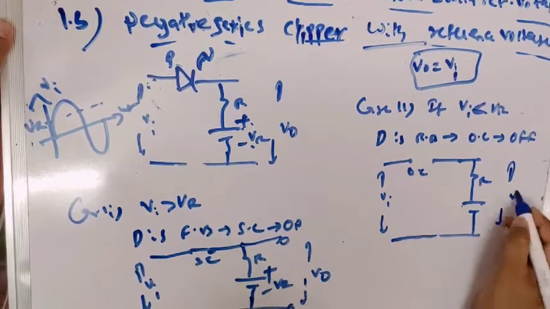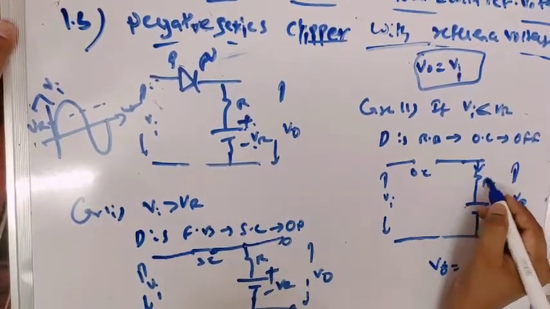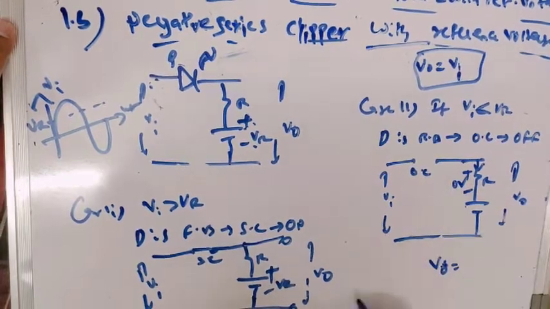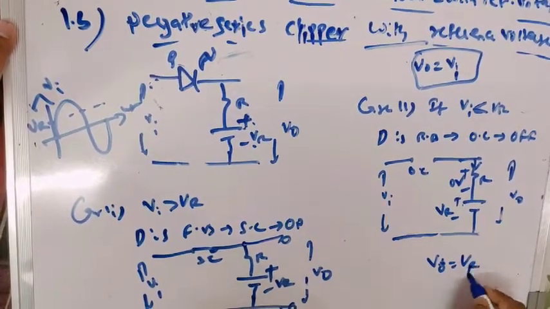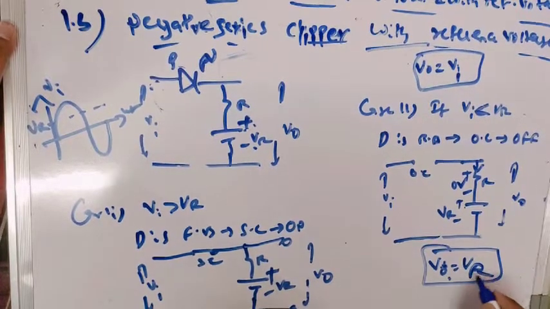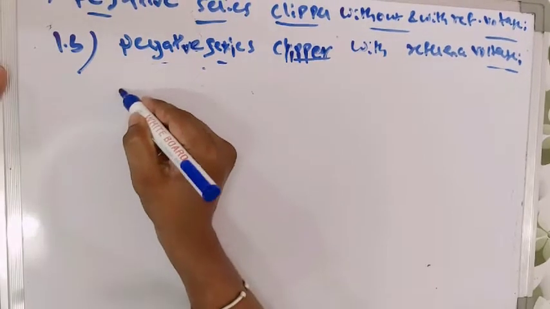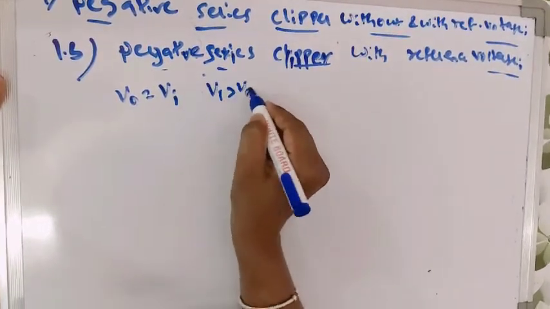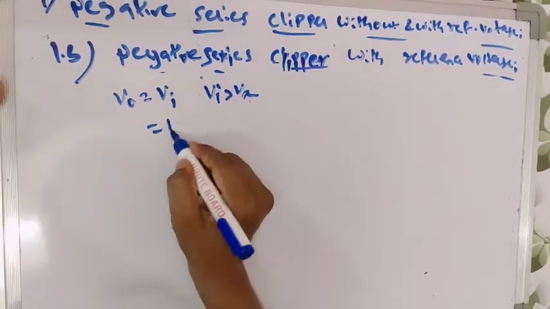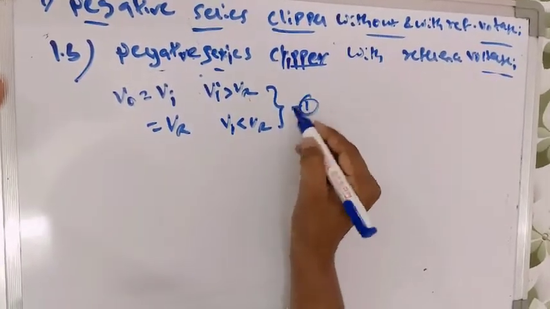Then the output voltage, because there is no current flowing here, the voltage developed across the resistor will be equal to 0 volts. Only the reference voltage source will be present. Therefore V0 is equal to VR, the reference voltage. So the mathematical representation of the output voltage is V0 is equal to Vi for Vi greater than VR, and it is equal to VR if Vi is less than VR.